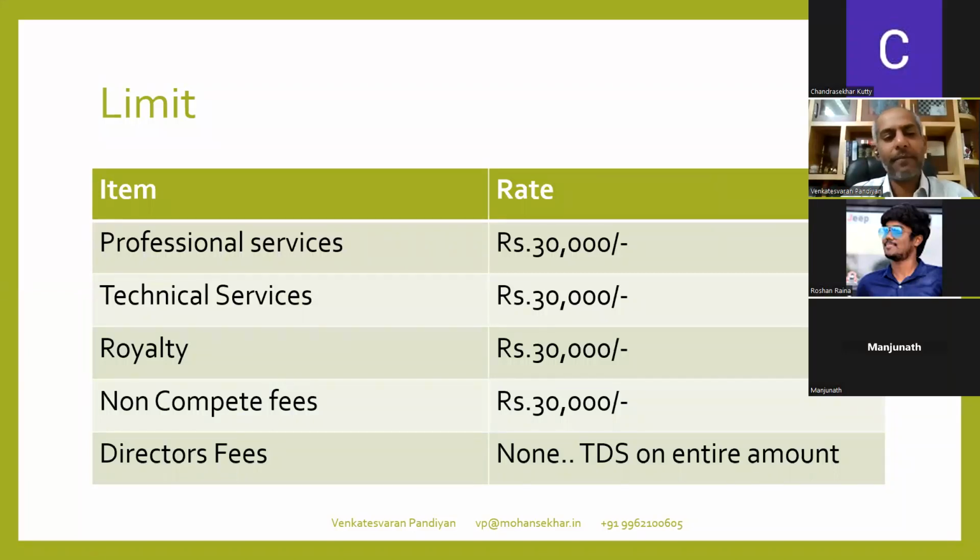So what's the limit for all categories, that is professional services, technical services, royalty and non-compete fees? It is 30,000 rupees per annum. Any payment in excess of 30,000 rupees will attract TDS at 10% or 2%, as the case may be. When it comes to director's fee, there is no limit, which means the entire amount is liable to be deducted. Even if it is going to be 1 rupee for a director's fee, then TDS has to be deducted on that entire amount.